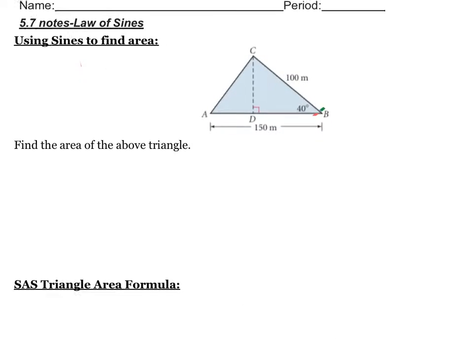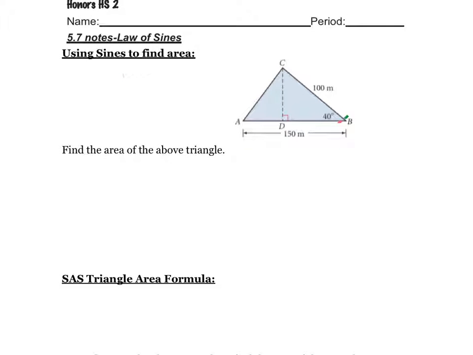So our first problem here says, find the area of the above triangle. And it's talking about the triangle that's shaded in as blue here. We're going to find the area of that. So we know that the formula for finding area is 1/2 times base times height. So 1/2 times, well, we have the base, which is 150. But we don't have the height, right?